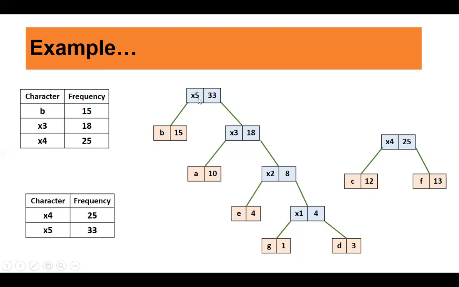Now what you'll do, you'll insert X5 into the table, right? So X4 is already existing. X5 frequency is 33, so it is added after X4. So this is what the heap contains now: only two nodes, X4 and X5, both internal nodes with the frequencies 25 and 33. Now this will be the next input.